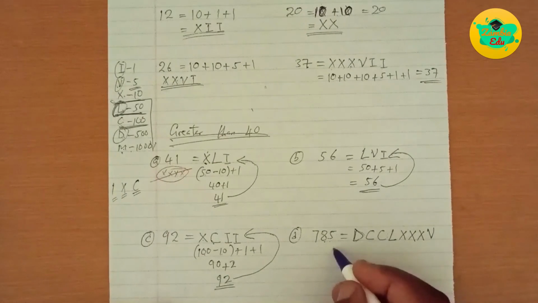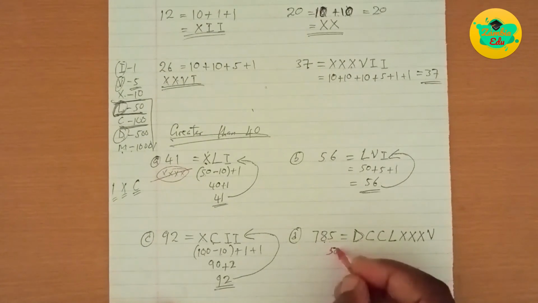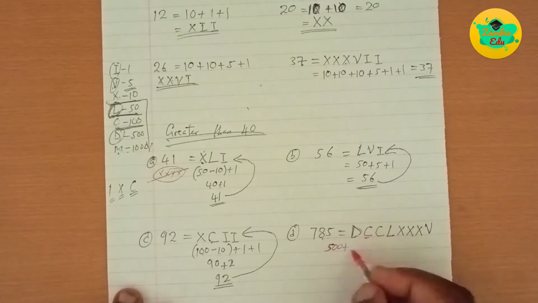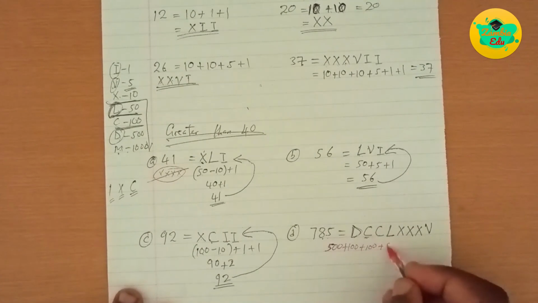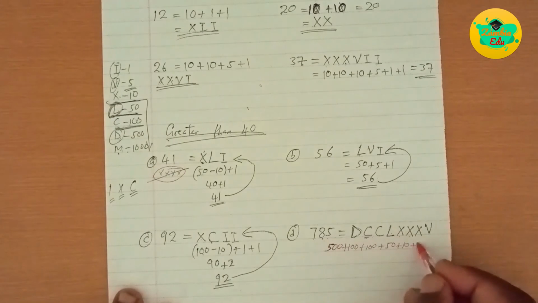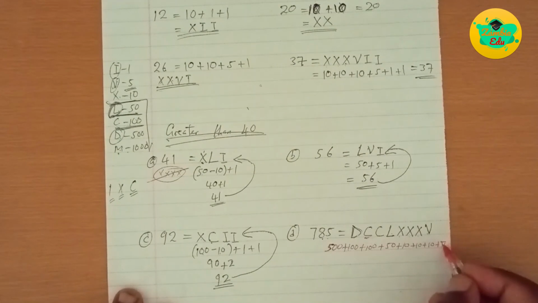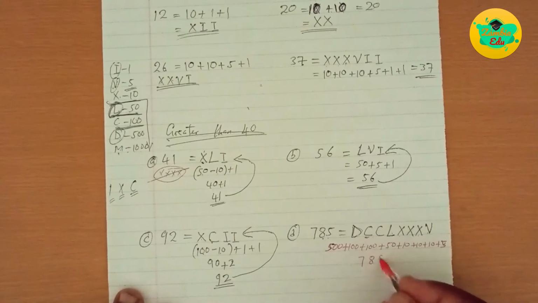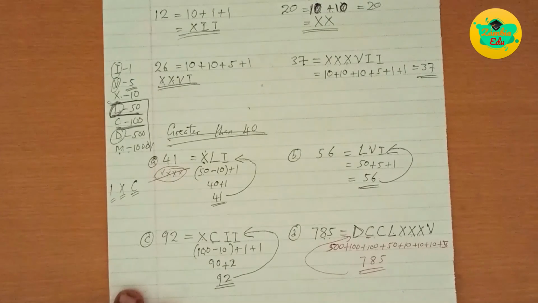So the D there, like I said, let me use a different colored pen. The D there is a 500 plus this C is 100 plus another 100 plus L for 50 plus X, then another X, then another X, then plus V, which is a 5. If you add this together, you find that it gives you 785. So this and that is literally the same thing.